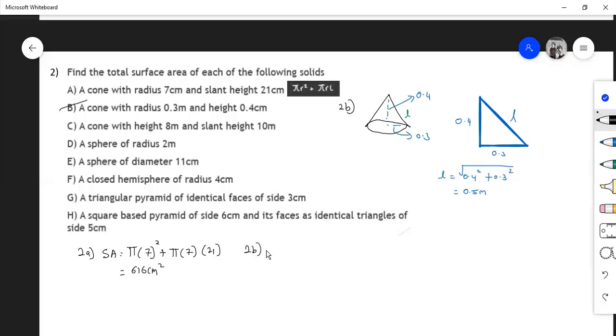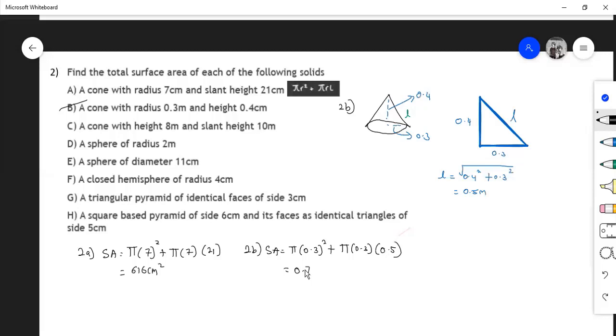So 2b formula will be surface area equals pi times our radius, which was 0.3 square, plus pi times our radius, again 0.3, but no square this time, and our L is 0.5. So this is a common mistake that students would make, that's why I'm sharing it with you. Remember, for surface area we always use the slanted height, whereas for the volume we always use the perpendicular height. There's a long explanation about that. So you'll get 0.753. I will leave it as 0.754.